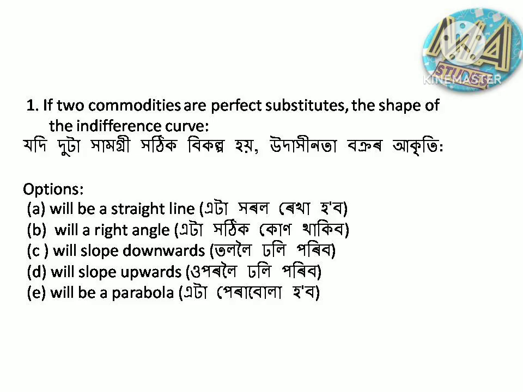1. If two commodities are perfect substitutes, the shape of the indifference curve. Options: A. will be a straight line, B. will be a right angle, C. will slope downwards, D. will slope upwards, E. will be a parabola.